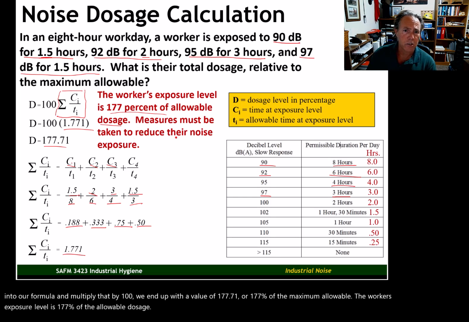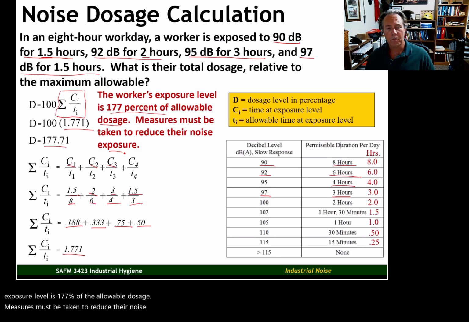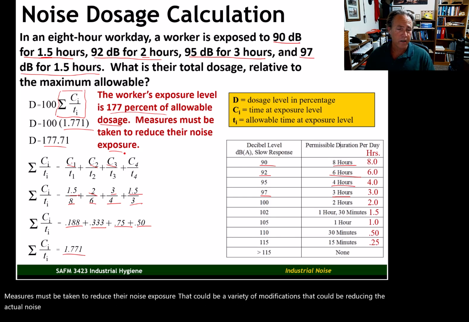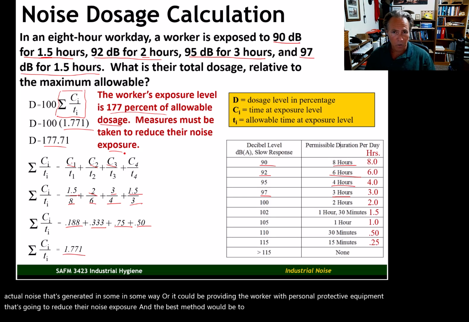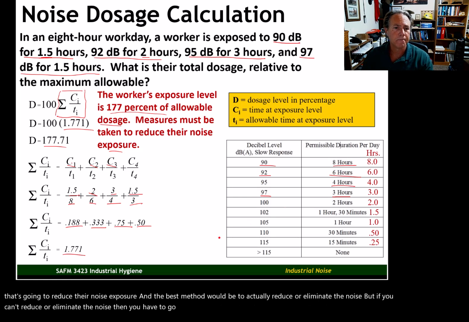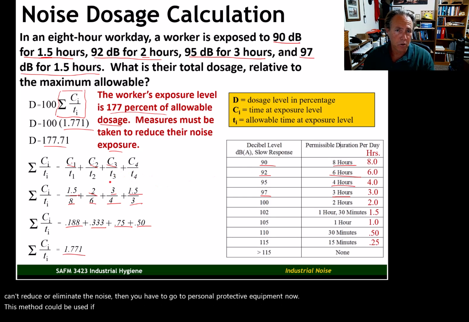Measures must be taken to reduce their noise exposure. That could be a variety of modifications. It could be reducing the actual noise that's generated in some way, or it could be providing the worker with personal protective equipment that's going to reduce their noise exposure. And the best method would be to actually reduce or eliminate the noise. But if you can't reduce or eliminate the noise, then you have to go to personal protective equipment. Now, this method could be used if there were only 3 exposure periods, or if there were 6 exposure periods. This method could be used.